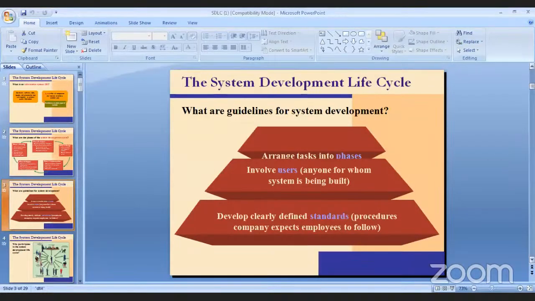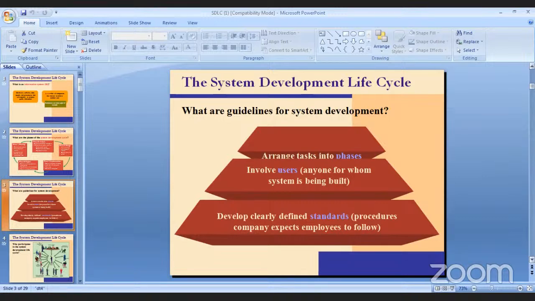Now coming to the next topic: what are the guidelines for system development? As I told you, the SDLC consists of 5 phases. Then what are the guidelines? How will the guidance be taken to develop the system? So we are taking 3 different guidelines.